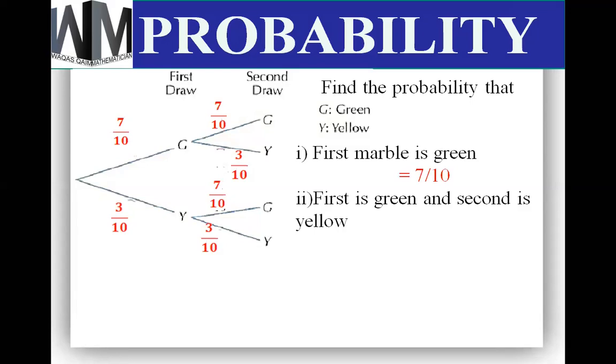How are we going to find out the probability of first green and second yellow? 10/10 becomes 100%. It's 1.